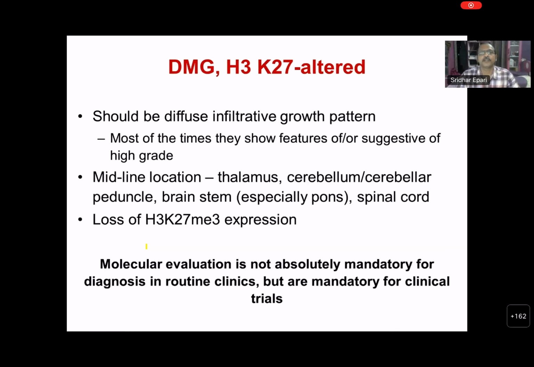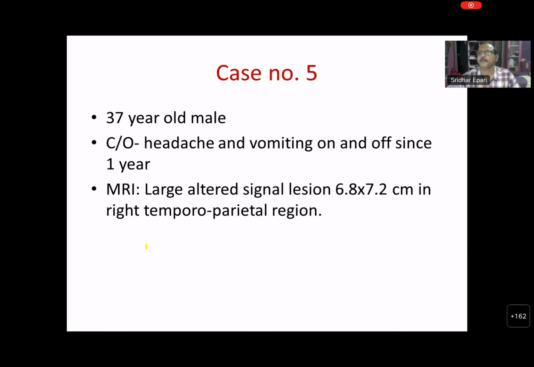Case 5. Anybody? It's a 37-year-old male, complaints of headache and vomiting on and off since 1 year. MRI showing a large altered lesion in the right temporoparietal region. Okay. So on and off since 1 year. Yes. It's very difficult to say. You can't say acute presentation. So what is the histology?